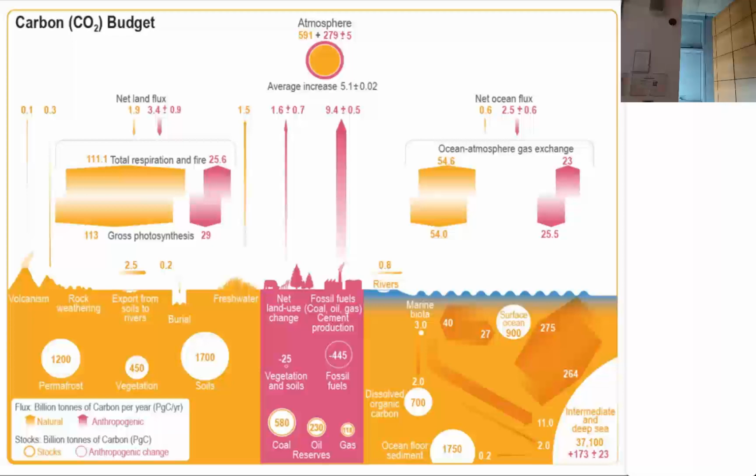The pre-industrial concentration was 590, and we added 280 to that, right? So that is a substantial increase in the atmospheric stock of CO2.